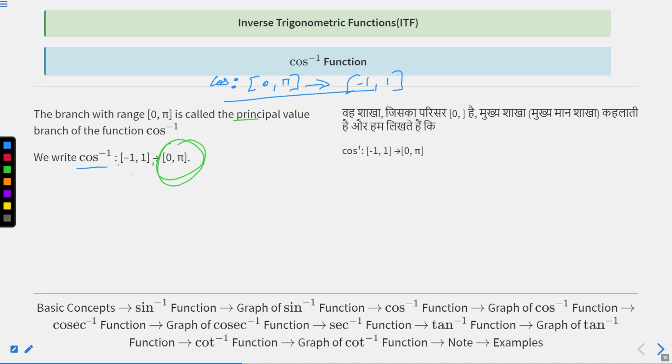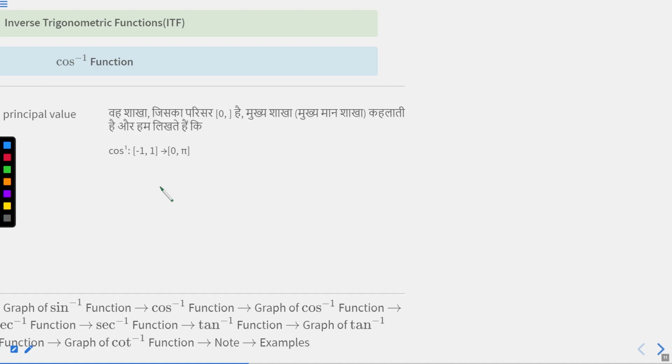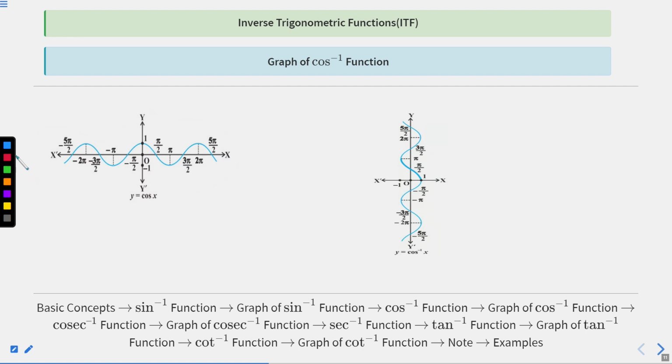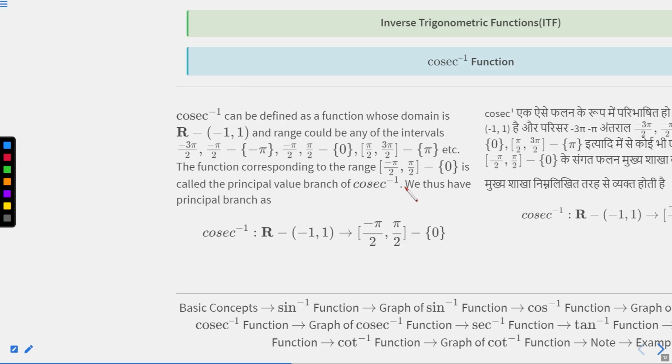Okay, and the graph for it will be in cos x, 0 to pi. We take only this part of the cos function, and the inverse for this is this. Okay, let's move to next, the cosecant function.